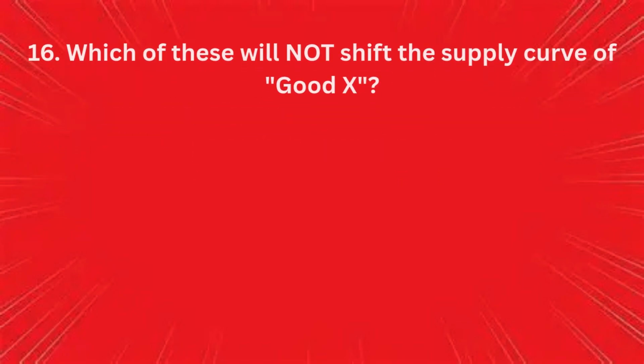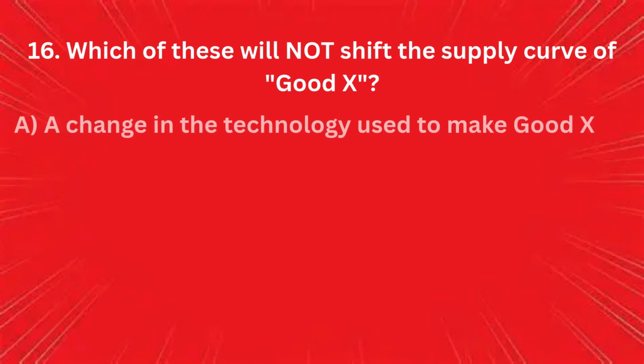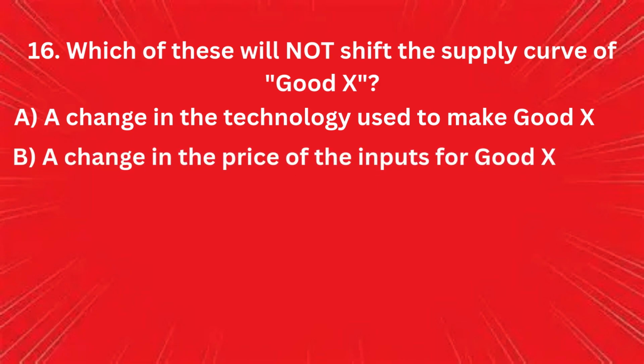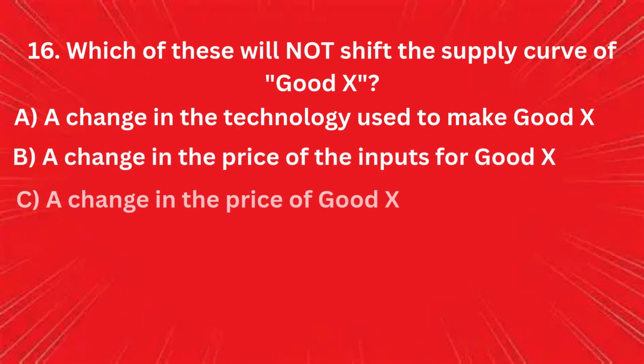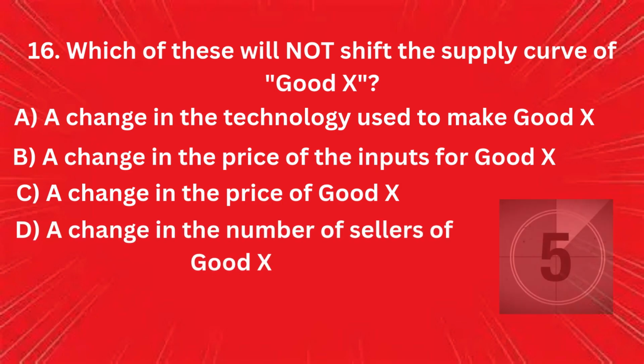16. Which of these will not shift the supply curve of good X? A. A change in the technology used to make good X. B. A change in the price of the inputs for good X. C. A change in the price of good X. D. A change in the number of sellers of good X.